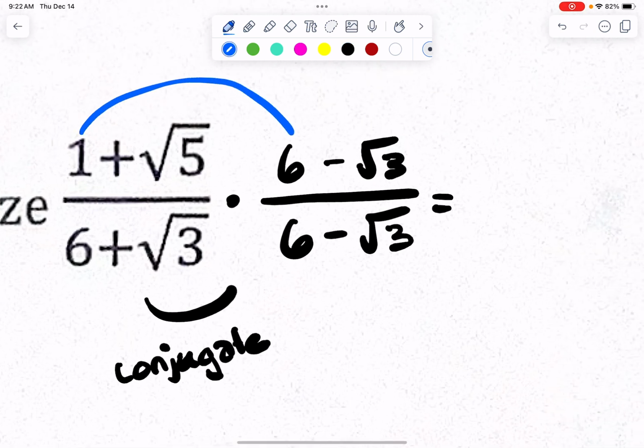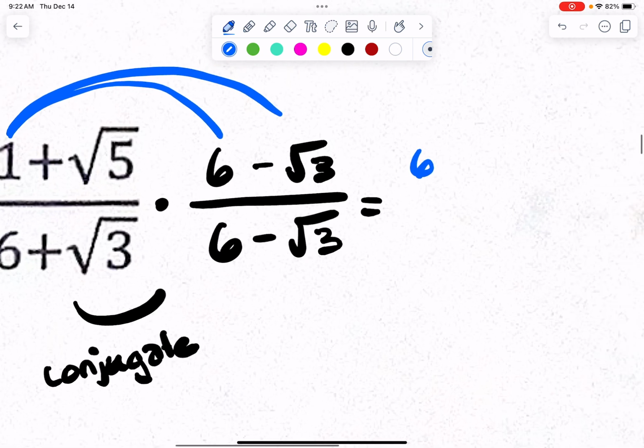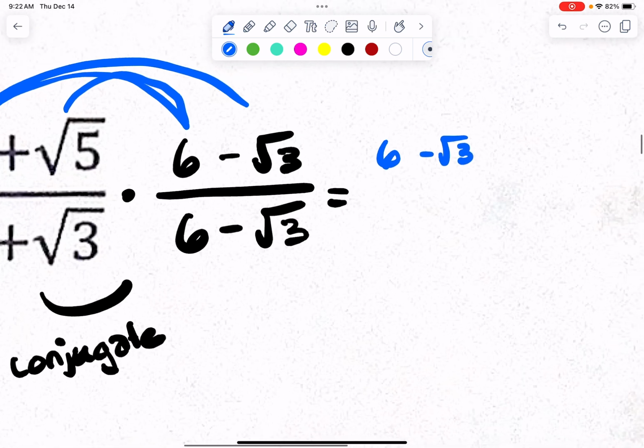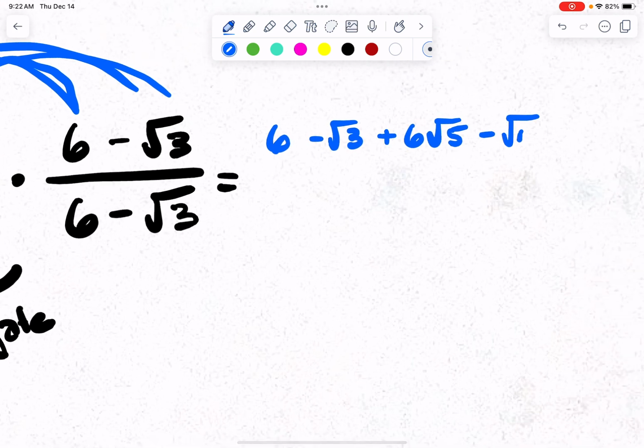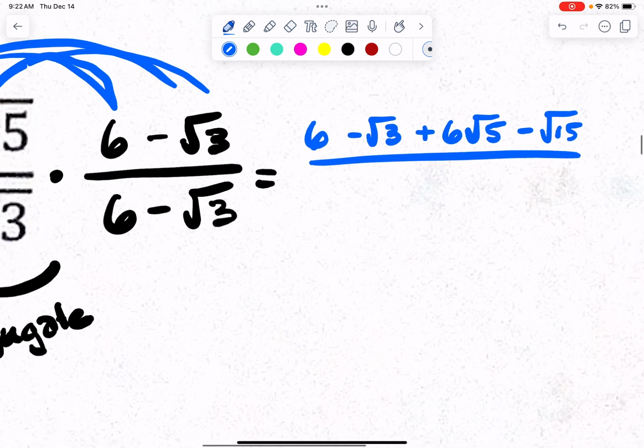So 1 times 6 is 6. 1 times negative square root of 3 is negative square root of 3. Square root of 5 times 6 is 6 square roots of 5. And then the square root of 5 times negative square root of 3 is negative square root of 15. Hopefully that made sense.